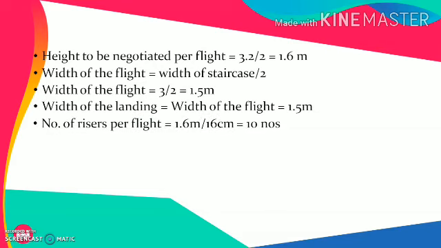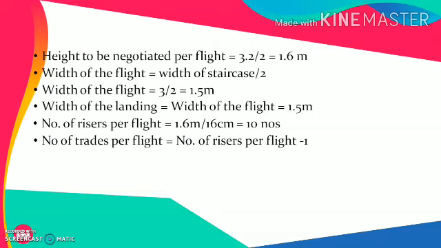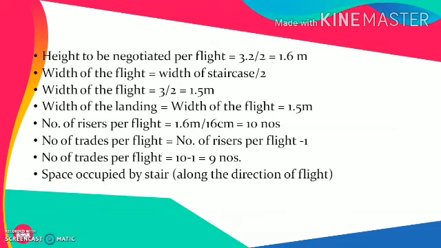So we'll assume now the width of landing equals width of flight equals 1.5 meter. So now the number of risers per flight, as we need to negotiate 1.6 meter in a single flight, and we have assumed the riser around 16 centimeter, the number of risers per flight will be 1.6 meter upon 16 centimeter, so it will be 10 numbers. So number of treads per flight will be equal to number of risers per flight minus 1, so it will be 10 minus 1, which equals 9.